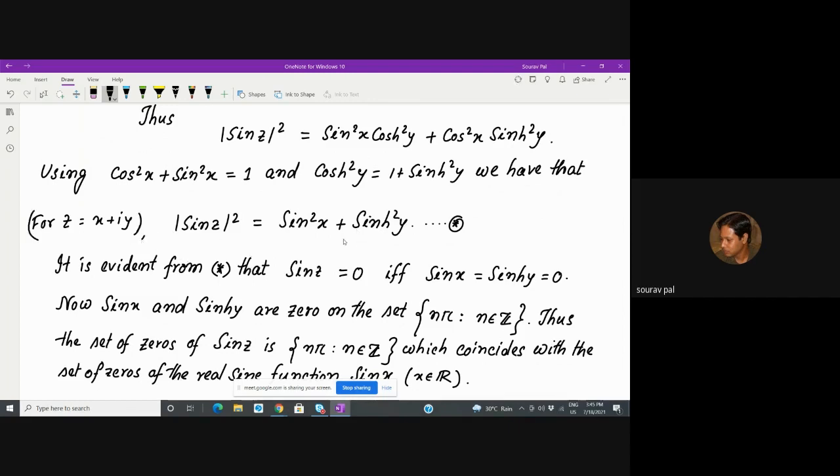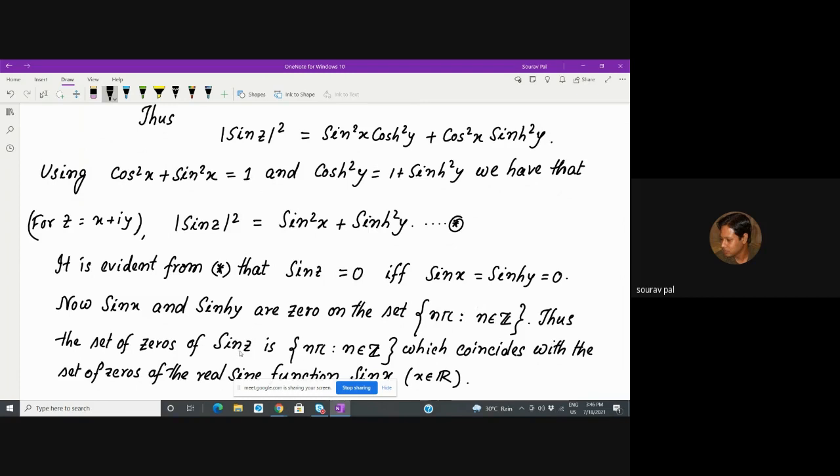So from this, you just look at the right hand side. When sin z is 0, sin z is 0 if and only if sin x is 0 and sinh y is 0. And the zero set of sin x and sinh y, when x and y are real, they come from the real line, we all know they are just n pi. This is the entire set.